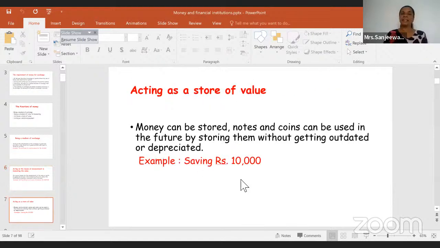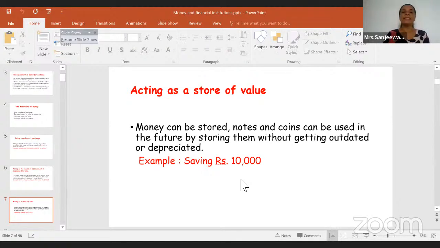Then we'll see the next one. Acting as a store of value. Now you can store, no? Right? You can keep that. You can store notes and coins and you can use it in future. Right? So from your small age, like, you know, people have tills, right? You collect coins, notes there in the till. Okay, so that's because money has that value, right? Function, store of value. Okay, so you can use that in future.